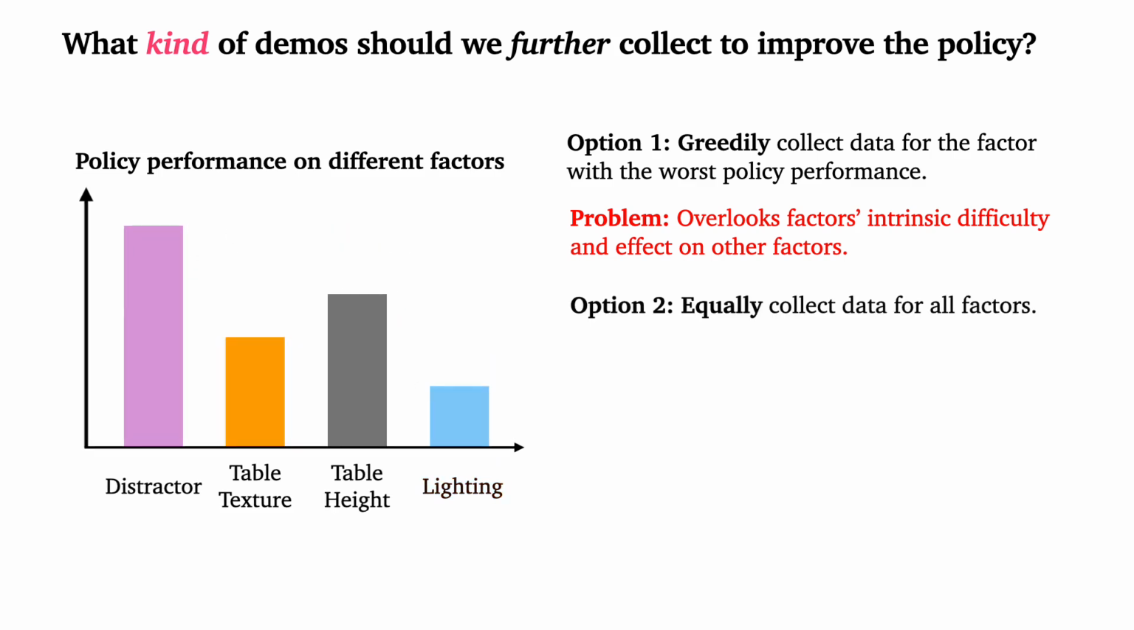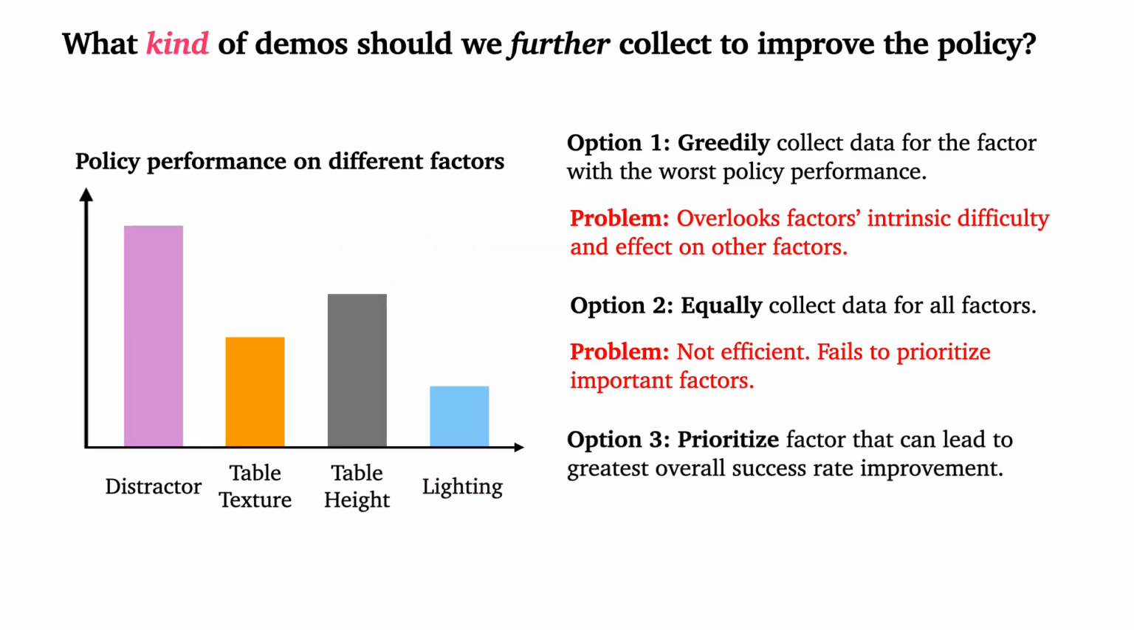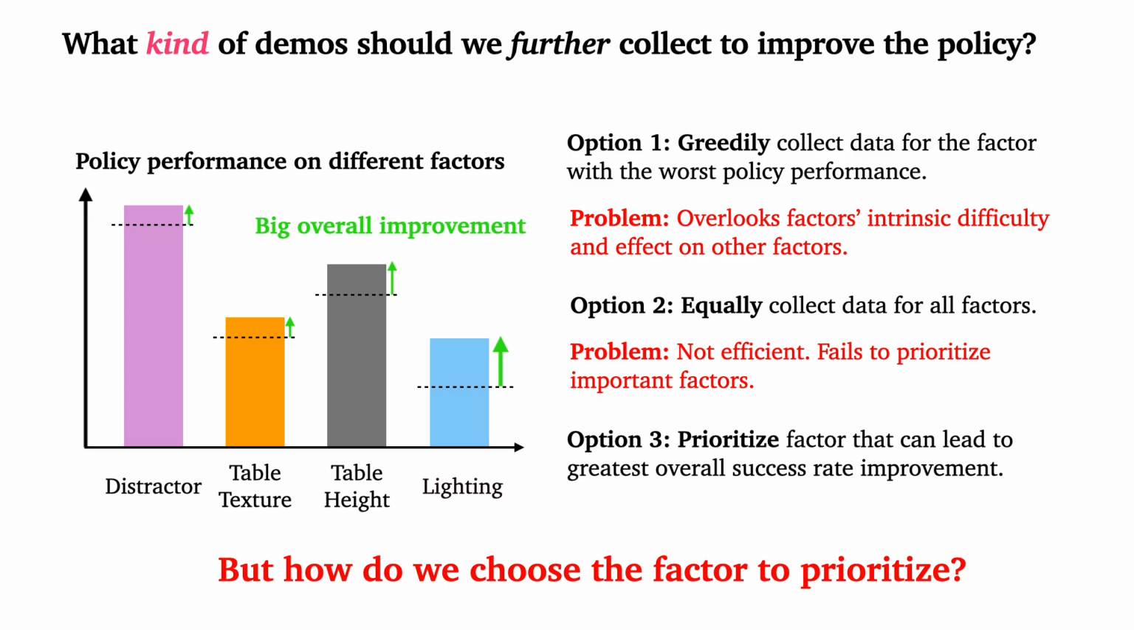The second option is to equally collect data for other factors, which is not efficient because it fails to prioritize important factors for which data collection improves the most performance. The third option is to prioritize factors that can lead to the greatest overall improvement. But how do we choose the correct factor to prioritize?